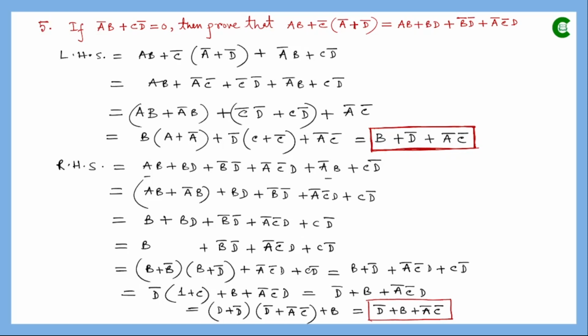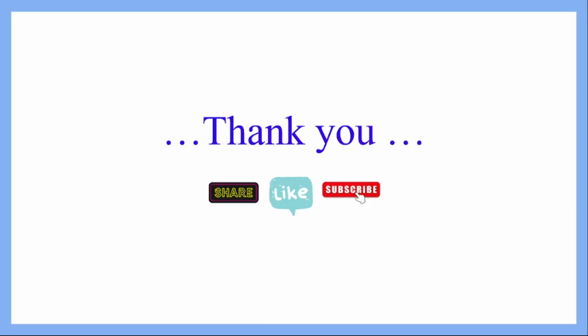So this is the way how we can use different laws of Boolean algebra and also different De Morgan's laws to simplify Boolean expressions in digital circuits. I hope you have understood the class.